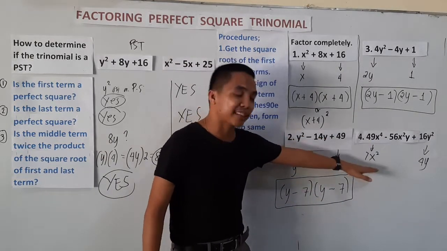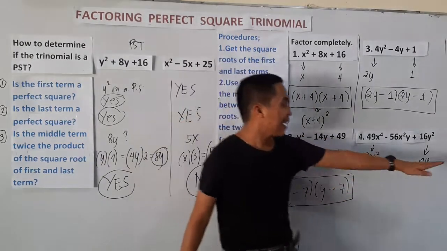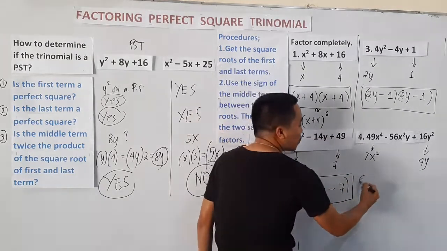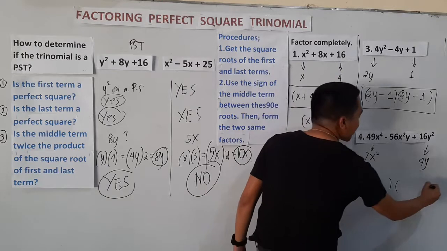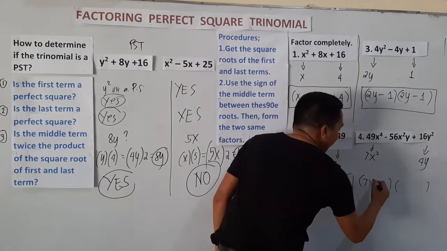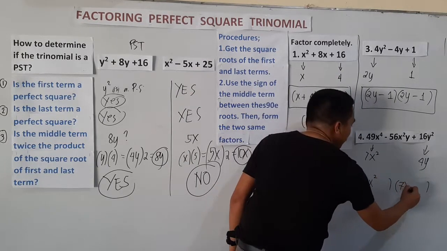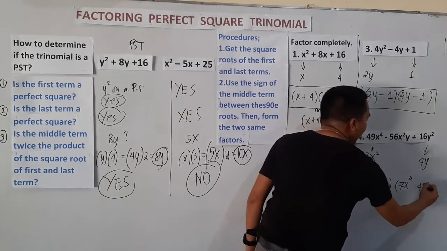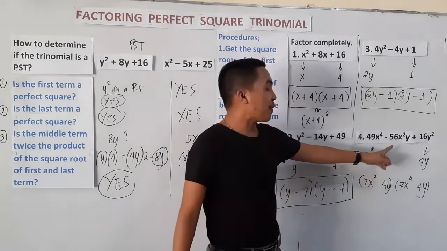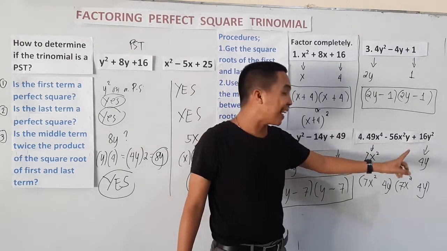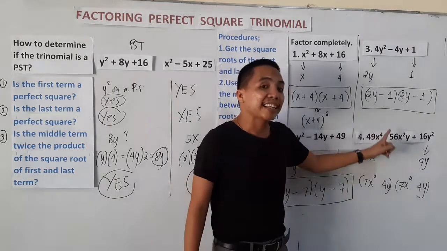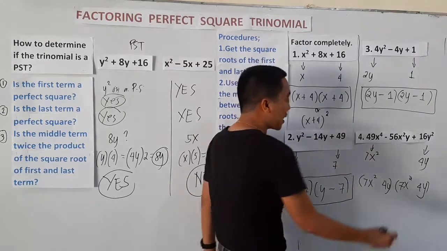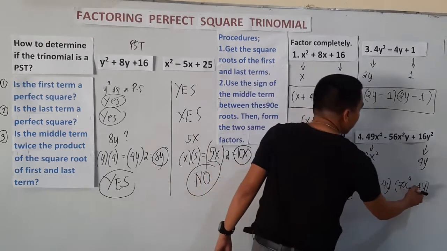First, get the square root. I have written it here. And also, the square root. After that, form two factors. Copy 7x squared, 7x squared. We have 4y, we have 4y. Ano ang ipa-follow na sign? Minus. Get the sign of the middle term. Just copy the sign of the middle term, which is minus.